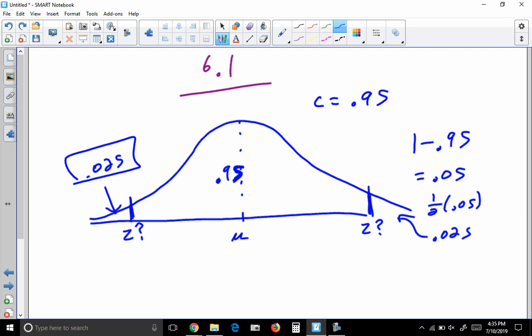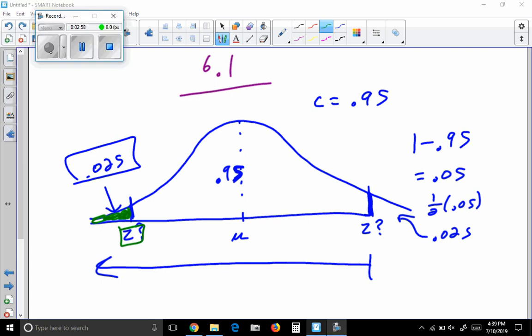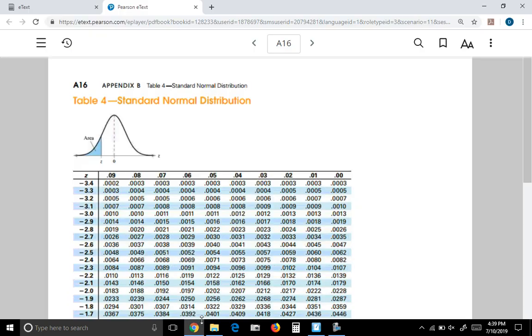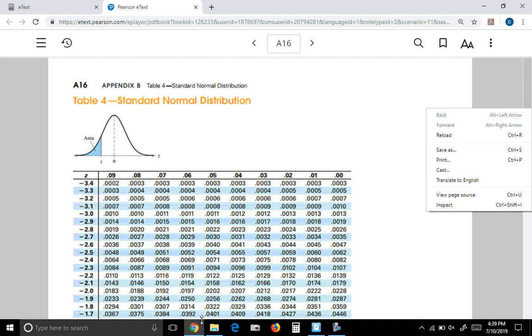So one way the book may explain is by saying if we have 0.025 in this tail, then we can find the area to the left of that critical value z. But an easier way to do this is if we know that the area in this section is 0.025, notice that's the area to the left of this z value. So let's take our table and look up that area and find out what z corresponds to it. Remember, the area is the numbers in the middle. The z's are the outside numbers.